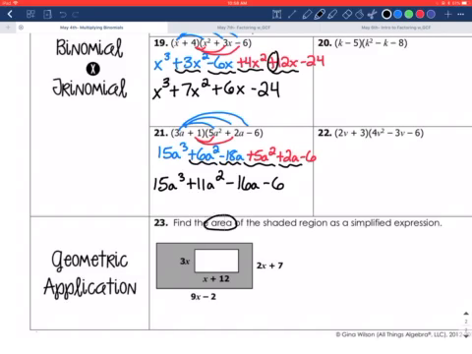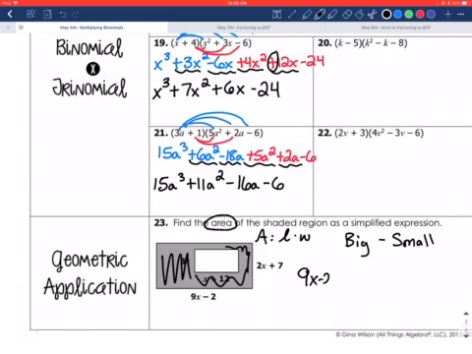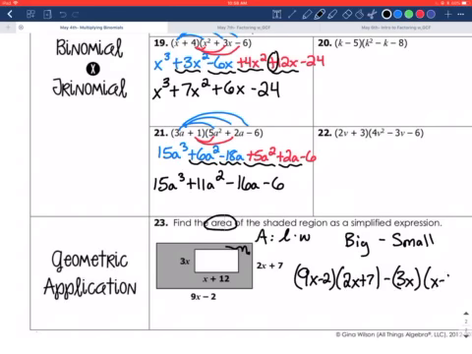So for 23, find the area. So we know that area is length times width. So if we're trying to find the shaded region in here, we need to find the big rectangle and subtract it from the small rectangle. The area of the big minus the area of the small. So the area of the big rectangle is 9x minus 2 times 2x plus 7. And the area of the small one is, let me erase that so I can see it, 3x times x plus 12.